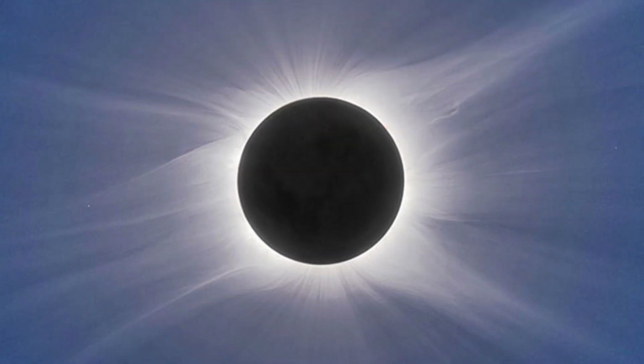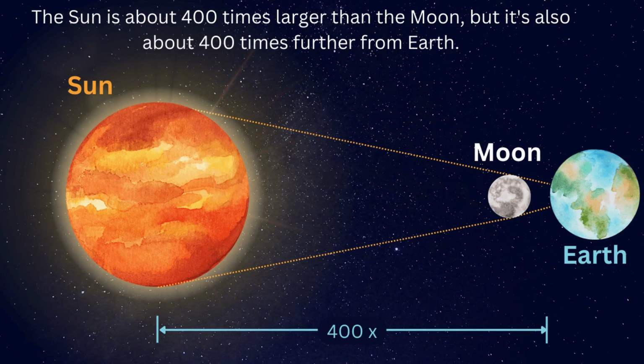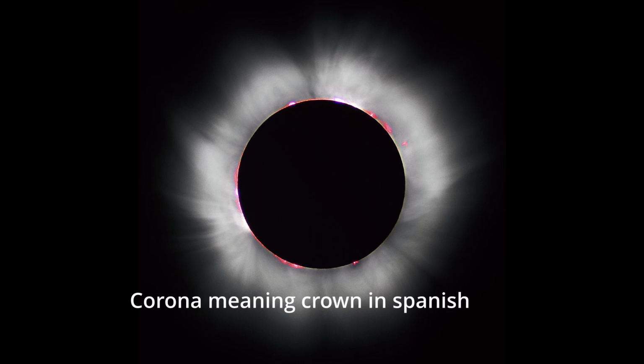During a total eclipse, the moon perfectly blocks out the sun's disk, because although the moon is 400 times smaller than the sun, it's also about 400 times closer to Earth, so it has the same apparent size in the sky. During totality, an effect called the ring of fire shows, where you can see the sun's corona, the plasma that the sun shoots out.